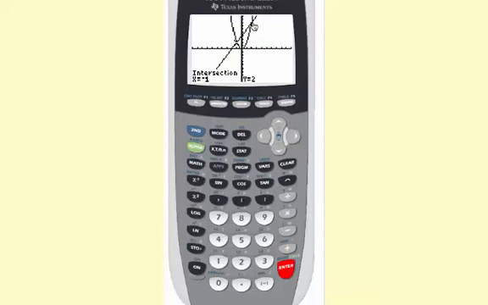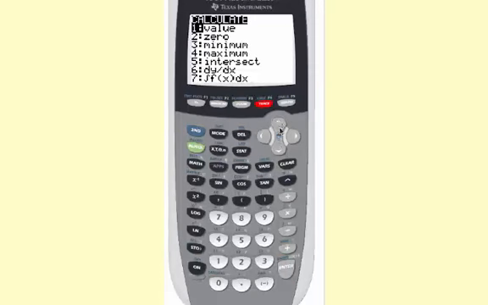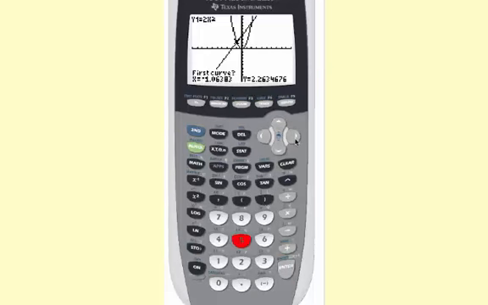Now we're going to calculate the other intersection, the one up top here. And this time I'm going to move the cursor over close to that other intersection. Enter, enter, enter. And there we have 2, 8, which is good. So my graph by hand was accurate.